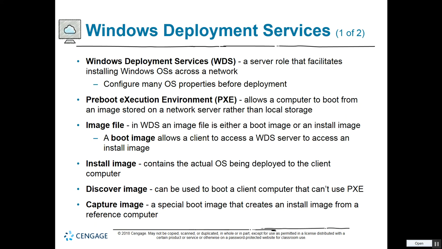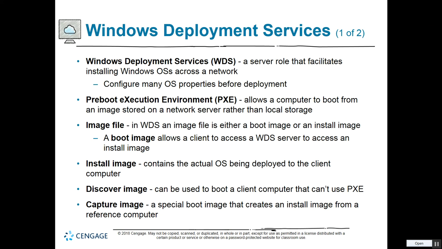PXE allows a computer to boot from an image stored on a network server rather than local storage. So we'll have PXE, or pre-boot execution environment, running on that client machine that we're going to push that image out to. So the image file in WDS, an image file is either a boot image or an install image. Now, a boot image allows a client to access a WDS server to access an install image. An install image contains the actual OS being deployed to the client computer.